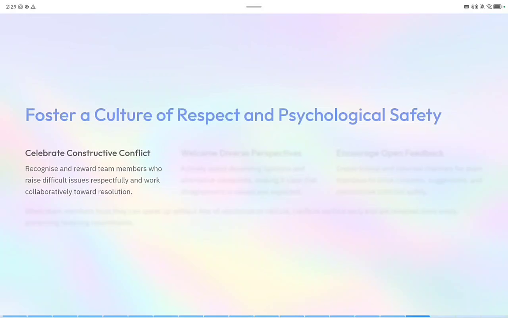So every time there is a constructive conflict, these are conflicts that happen because they want to do good to each other or to the team or to the goal or to the organization. There is goodness involved in it, right? Celebrate such conflicts. Recognize and reward team members who raise difficult issues respectfully and work collaboratively towards resolving it.